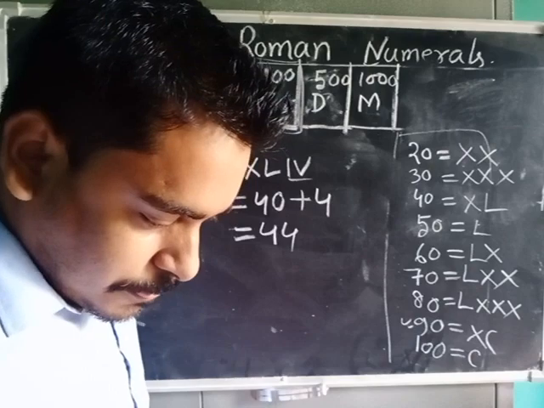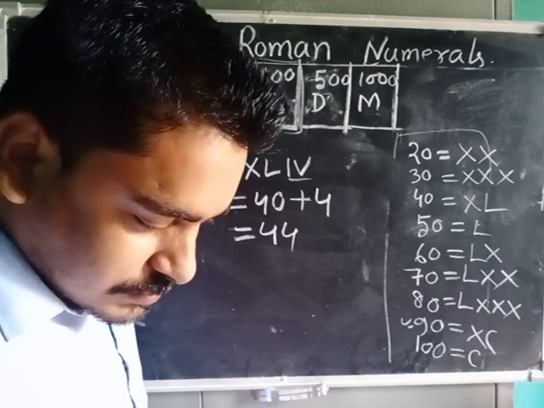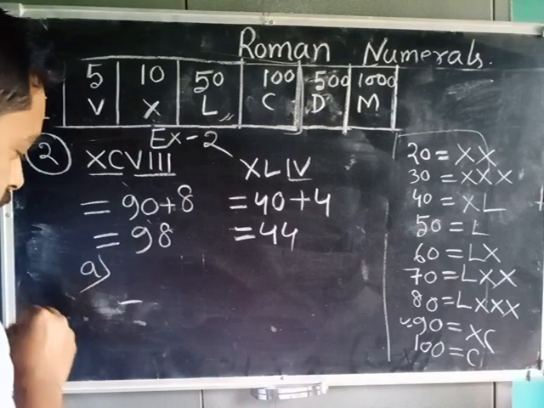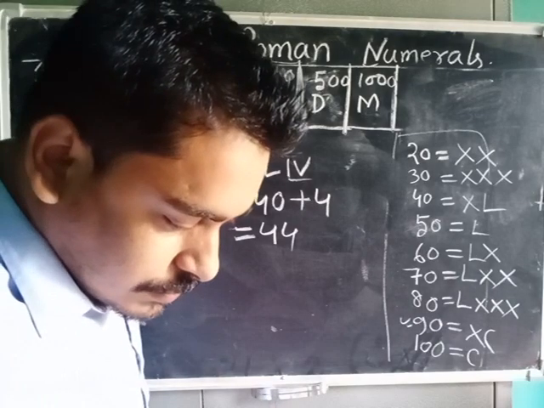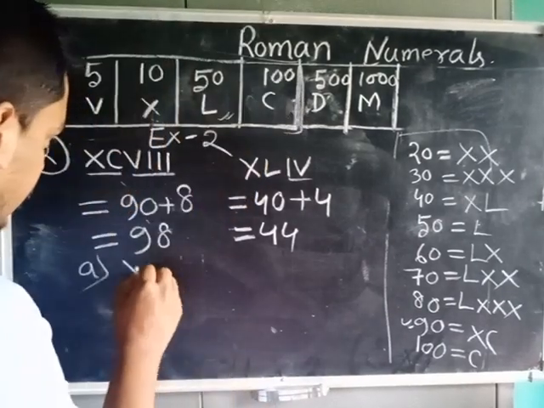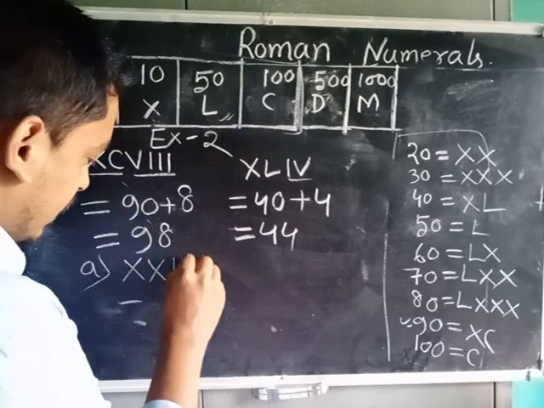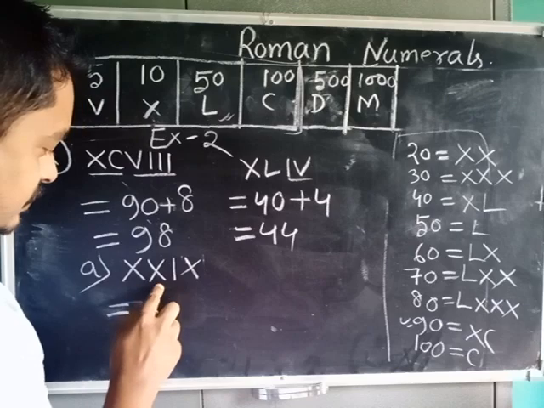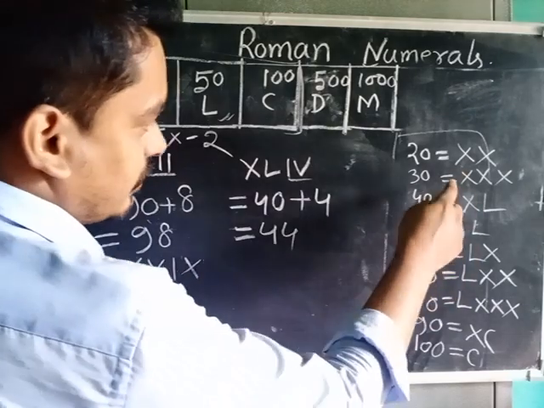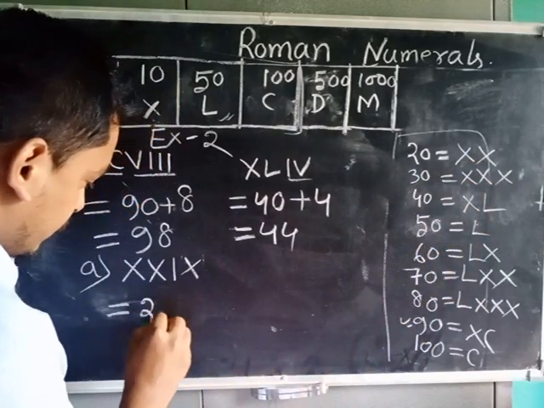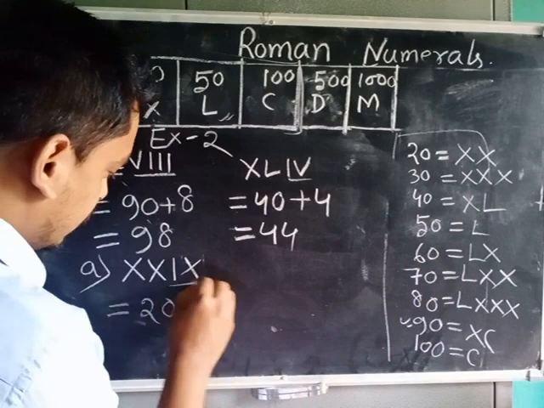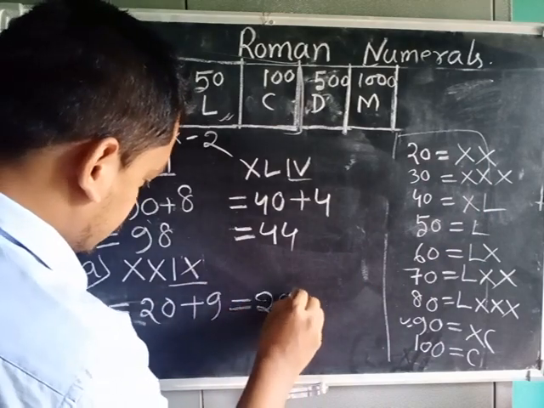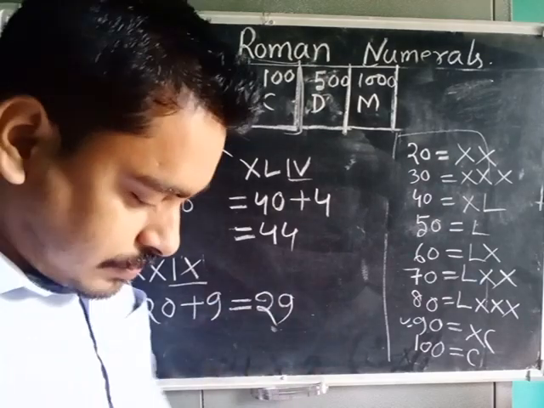Another question. If I take from exercise number 1, A. XXIX. XXIX. How to convert? You see, XX, what did you learn? 20. So here it will be 20 plus this one is 9. So it will be 29.